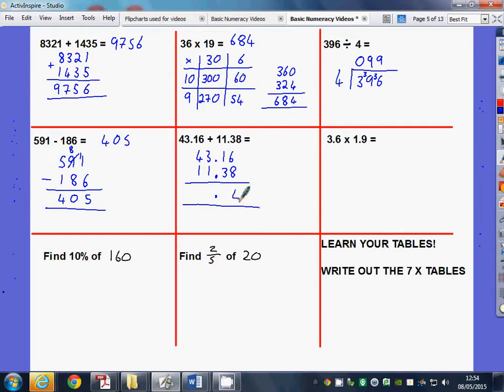6 plus 8 is 14. There's the 4. Carry the 1. 1 plus 3 is 4. Add that one is 5. Decimal point. 3 add 1 is 4. 4 add 1 is 5. So 0.54.